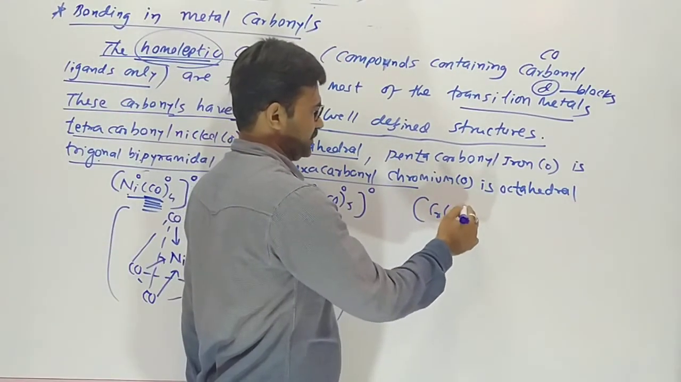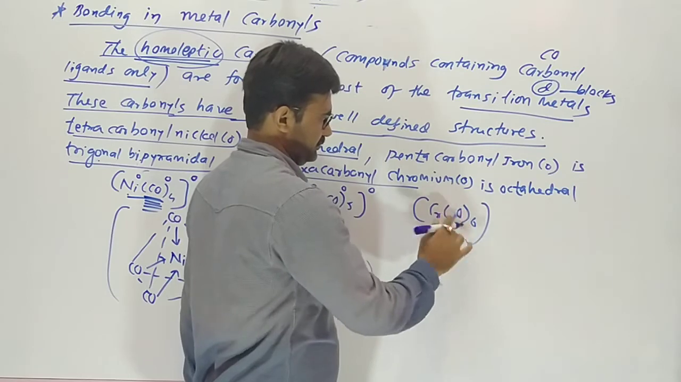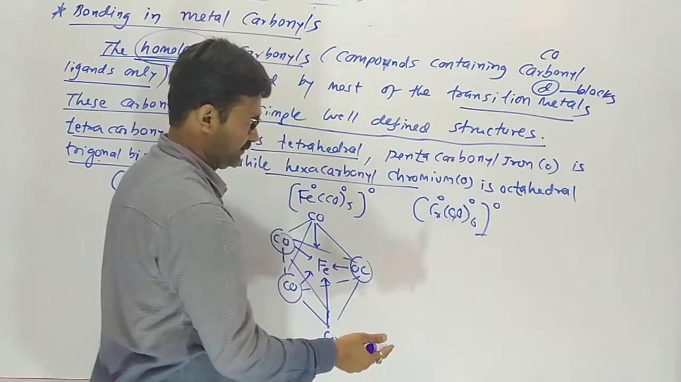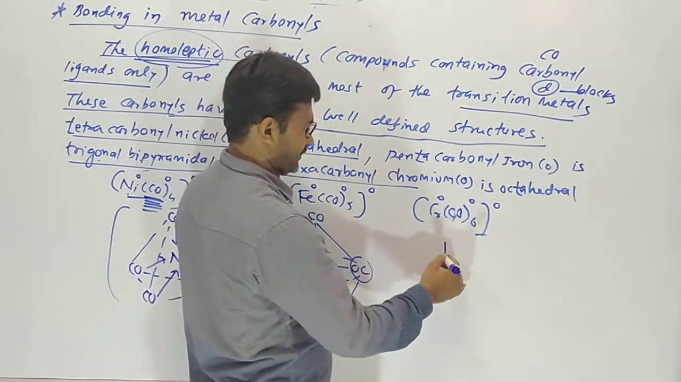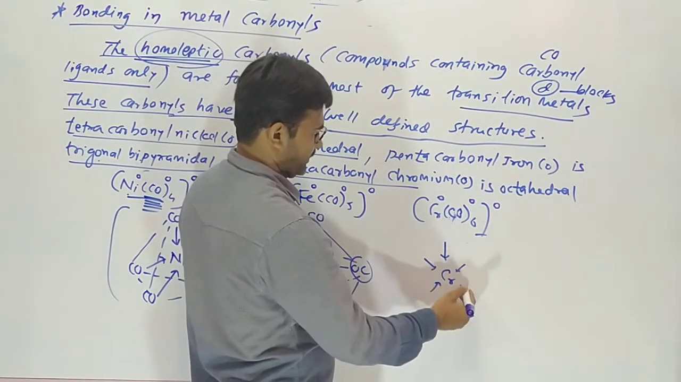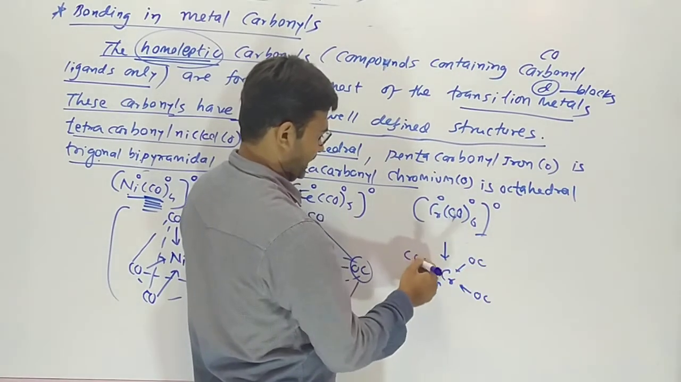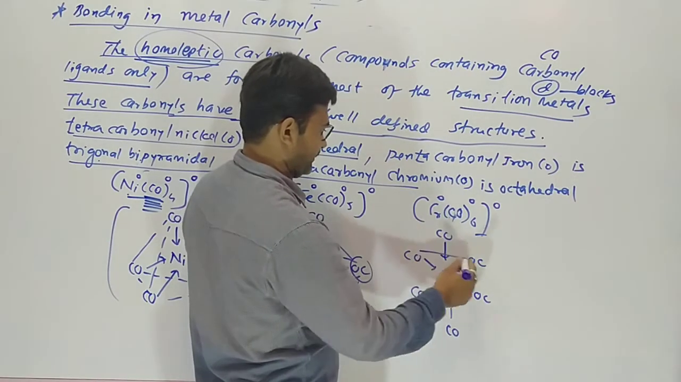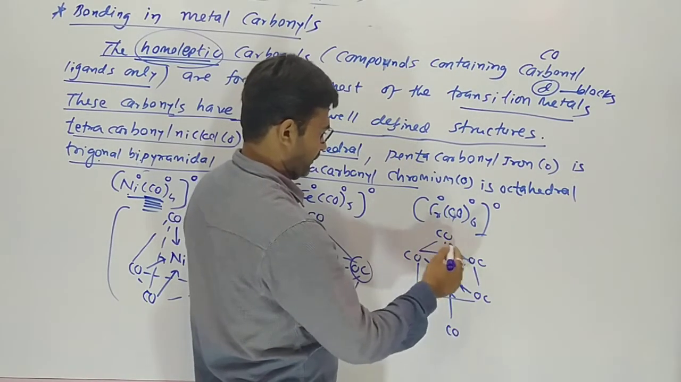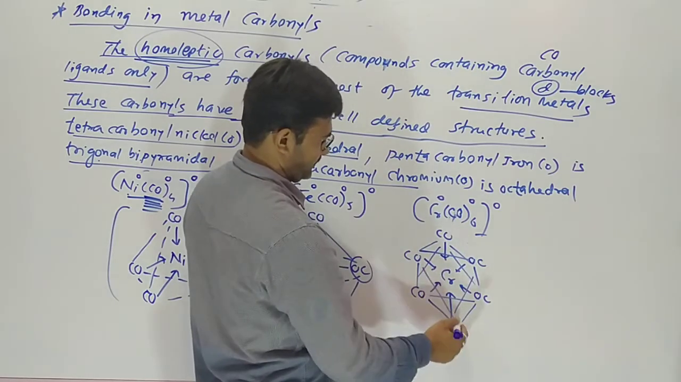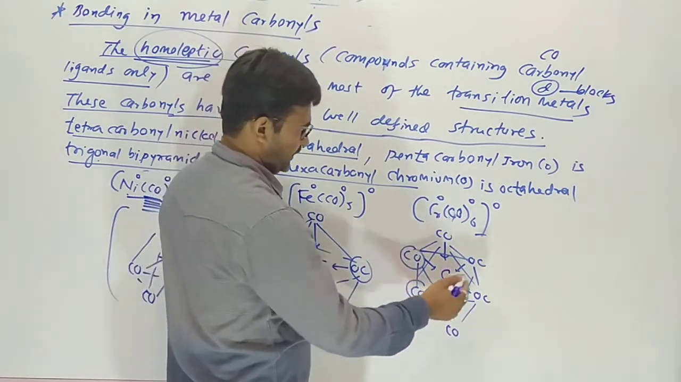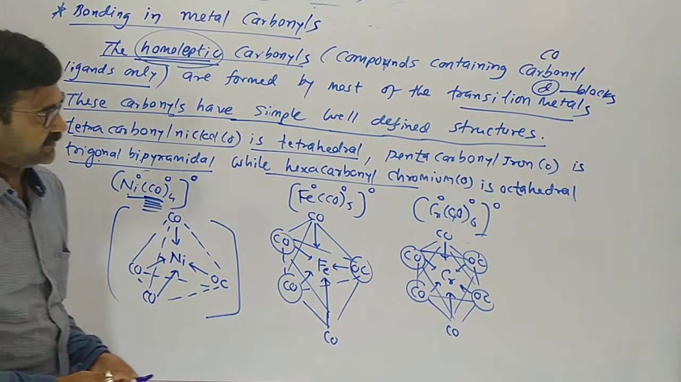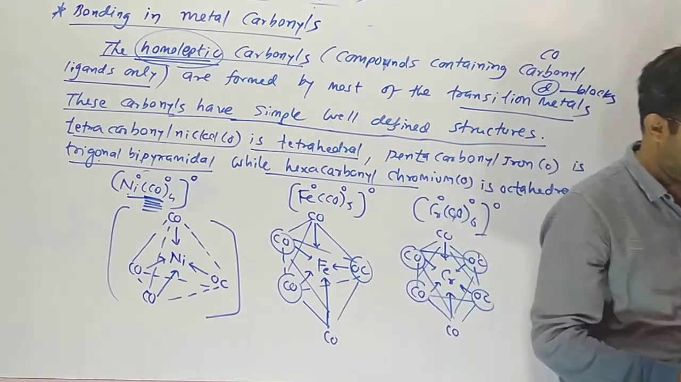While hexacarbonyl chromium(0) is neutral. Here chromium is combining with 6 carbonyl ligands. Out of 6, 4 are on the same plane and 2 are perpendicular to the 4. So this is octahedral. You can see these are our set, which is called metal carbonyls.